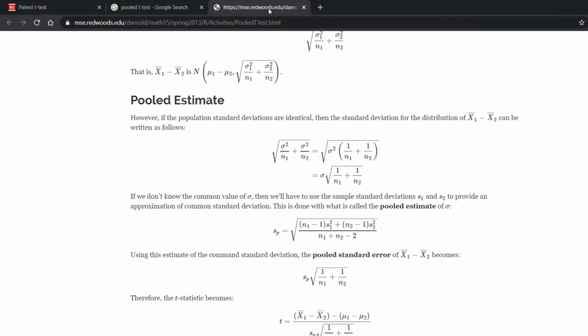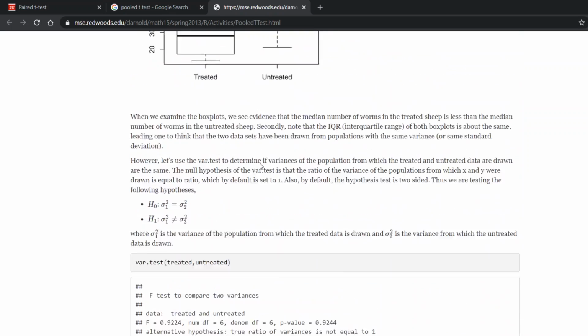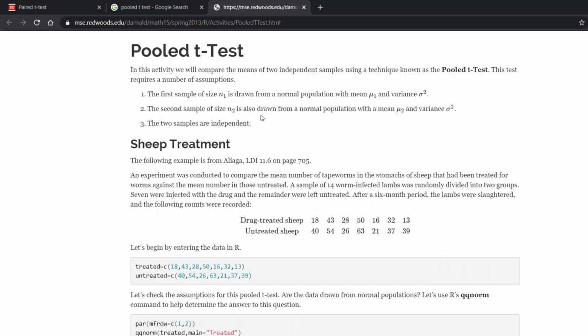Now let's go look at that link. For MSc Redwoods, it's a public site, so thank you for that. It was from Math 15, spring 2013.